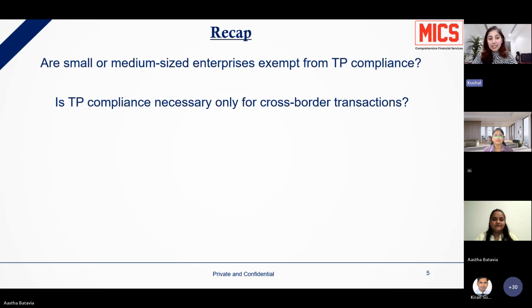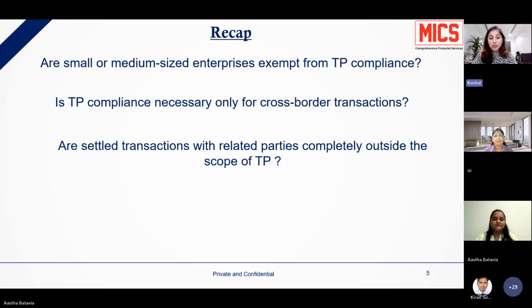Is TP compliance necessary only for cross-border transactions? No. UAE is a unique jurisdiction where every domestic transaction has to be benchmarked, has to be at arm's length, and therefore we have to be mindful that even if all the entities are paying 9% tax, still TP is applicable. Next, Astha.